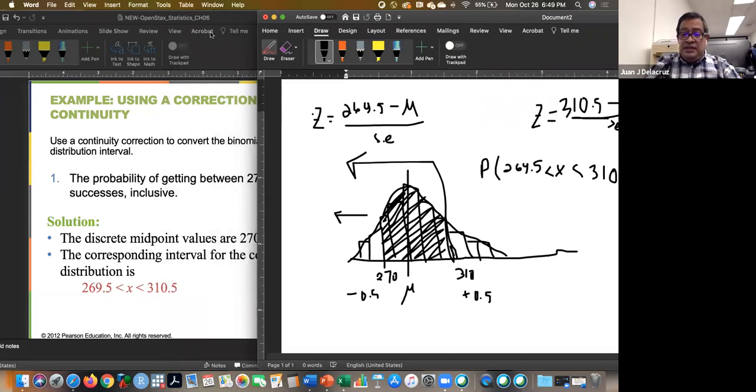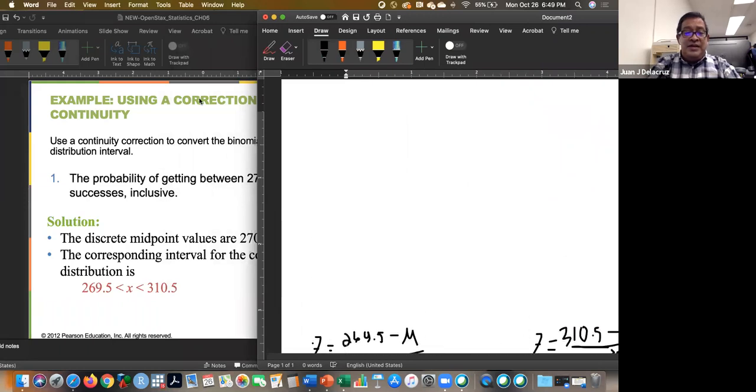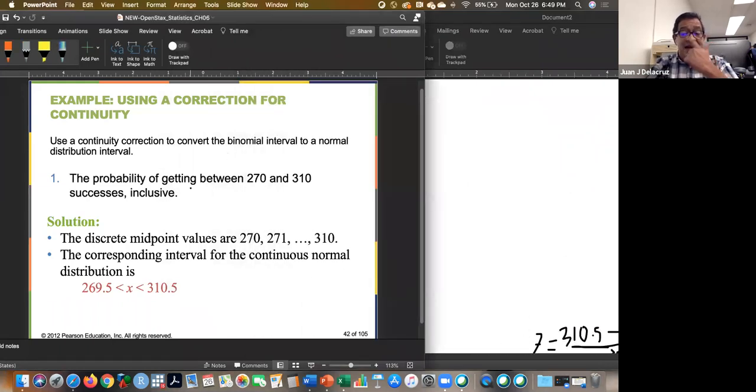So this is the first case, right? We have the probability of getting between 270 and 310 successes inclusive. So the discrete values are 270, 271, all the way up to 310. If we want to adjust for continuity, we adjust 0.5 to the left and 0.5 to the right, okay? So that's rule number 1.